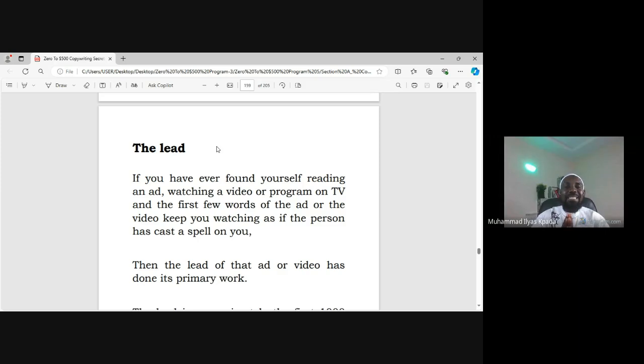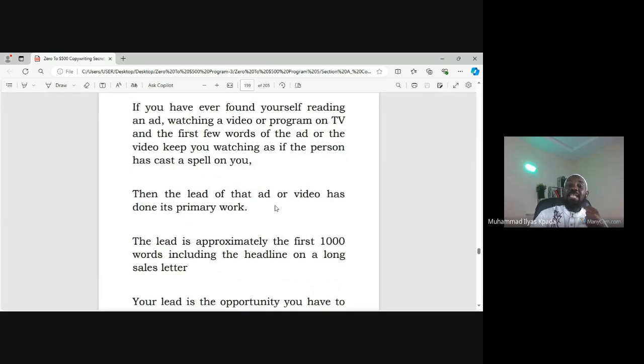The lead is designed to hold your attention, rapt attention, so much so that even if you are doing something, you forget what you are doing and focus on it. That is the lead. If you have ever found yourself reading an ad, watching a video or a program on TV, and the first few words keep you watching as if the person has cast a spell on you, then the lead has done its primary job. That is the primary job, to hold your attention.